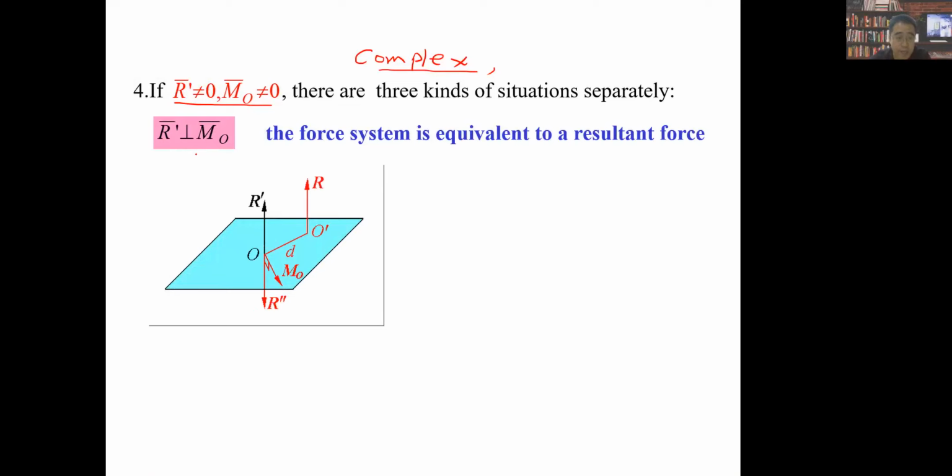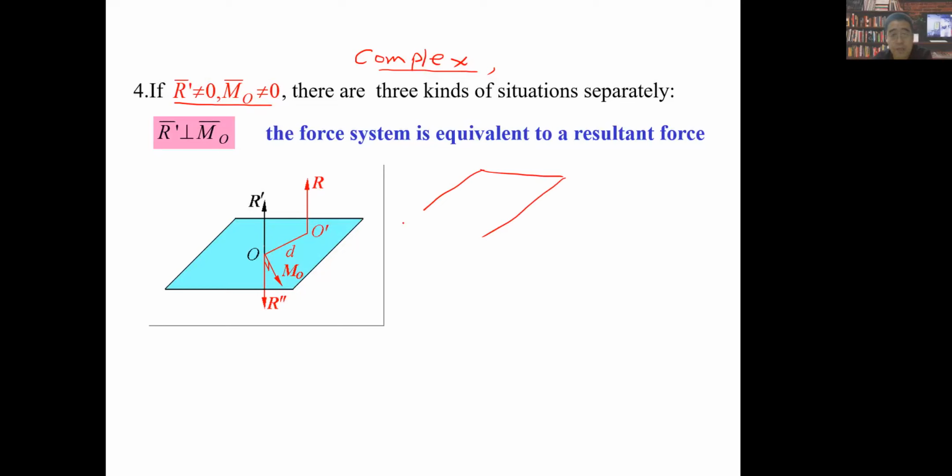The first is if R prime is perpendicular to MO. Actually, it is a plane. So let's say this is the original point O, we have R prime. We also have MO here. We find that MO is on this plane, and this R prime is on this plane. So we can just move this R prime to a different point. I think it's quite difficult to understand. Maybe I can draw a picture here.